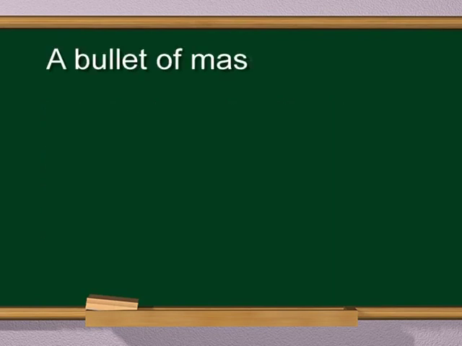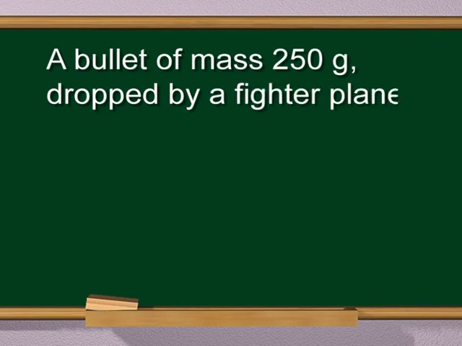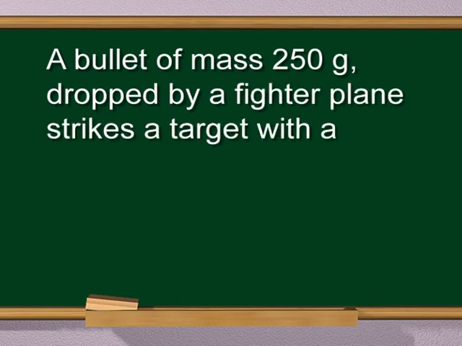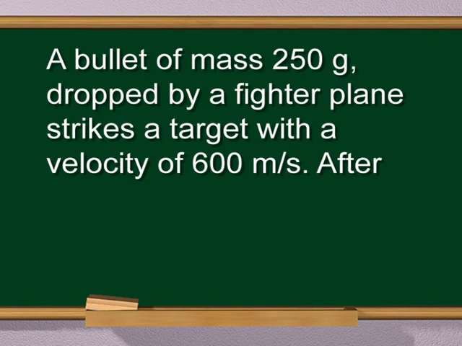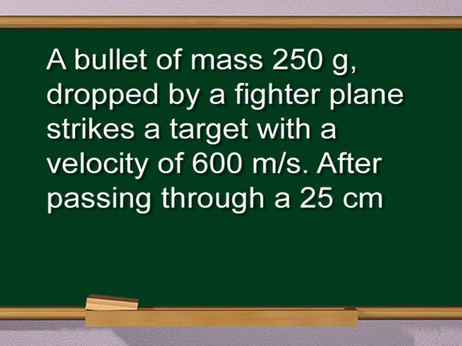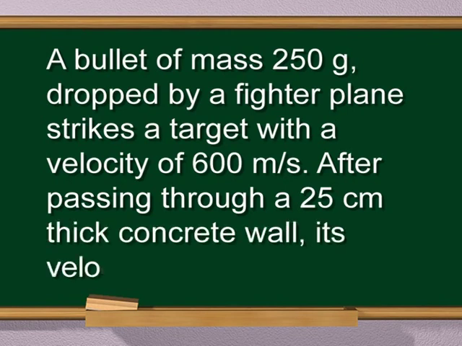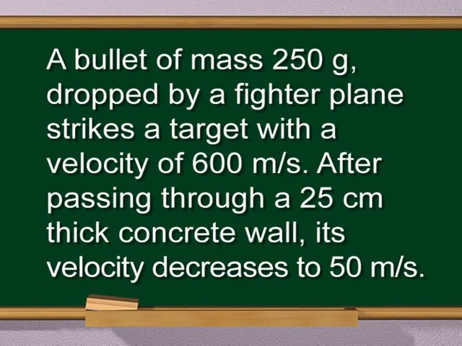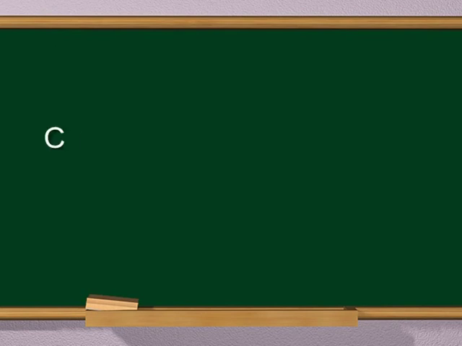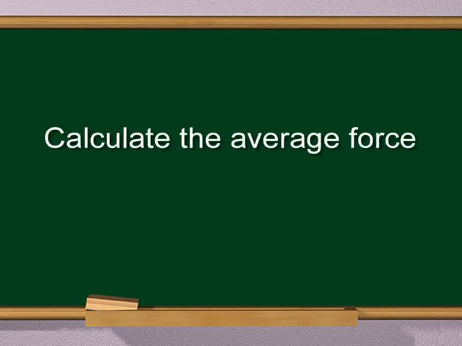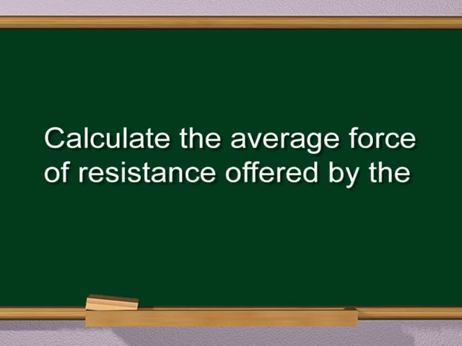A bullet of mass 250 gram dropped by a fighter plane strikes a target with a velocity of 600 meter per second. After passing through a 25 centimeter thick concrete wall, its velocity decreases to 50 meter per second. Calculate the average force of resistance offered by the target.